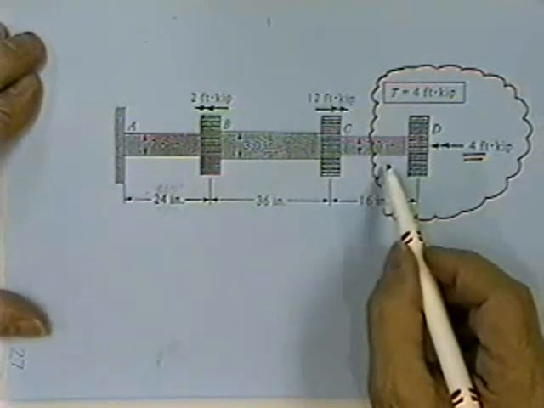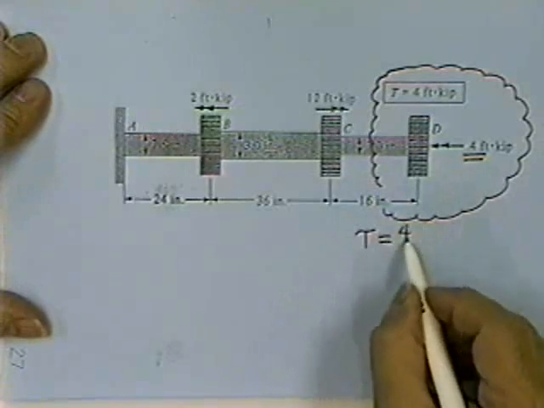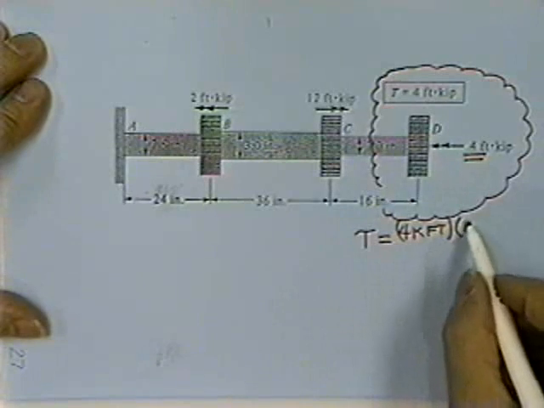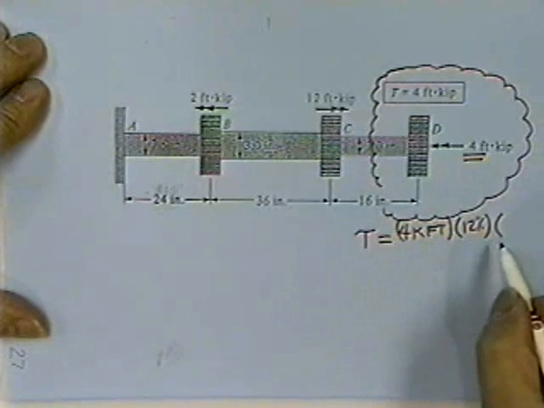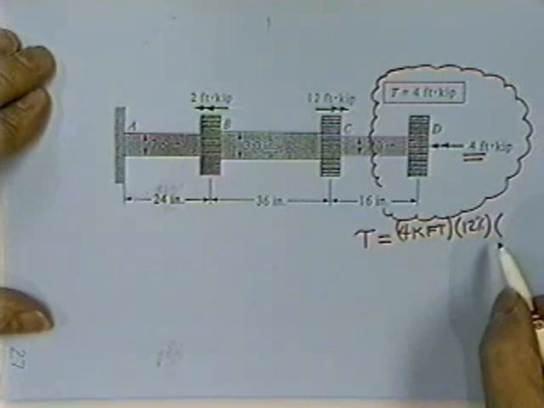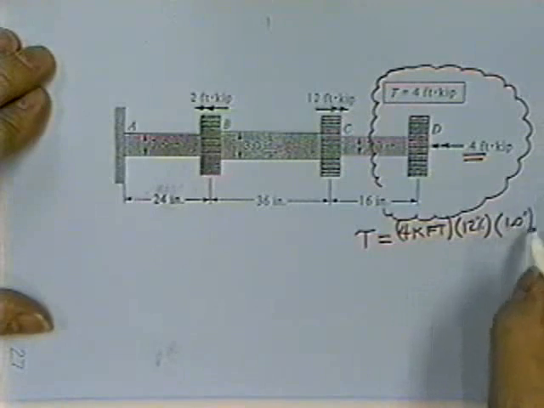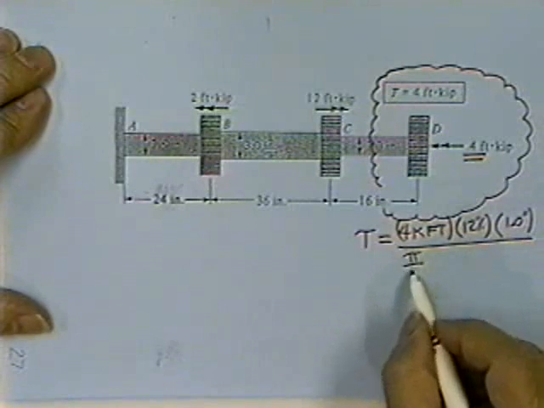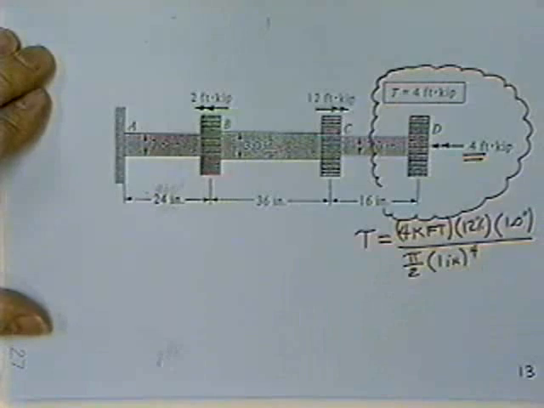And so the torque in the shaft is 4 kip feet, and therefore the shearing stress is equal to 4 kip feet times 12 inches in a foot times the radius of the bar. The oldest trick in the book for a prof to give you the diameter when the controlling equation calls for the radius, 1 inch, divided by the polar moment of inertia, pi over 2, 1 inch raised to the 4th power.